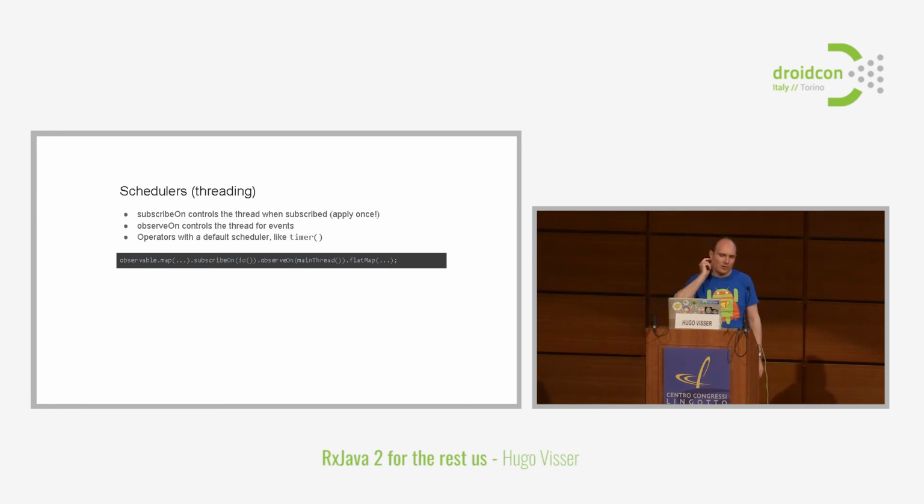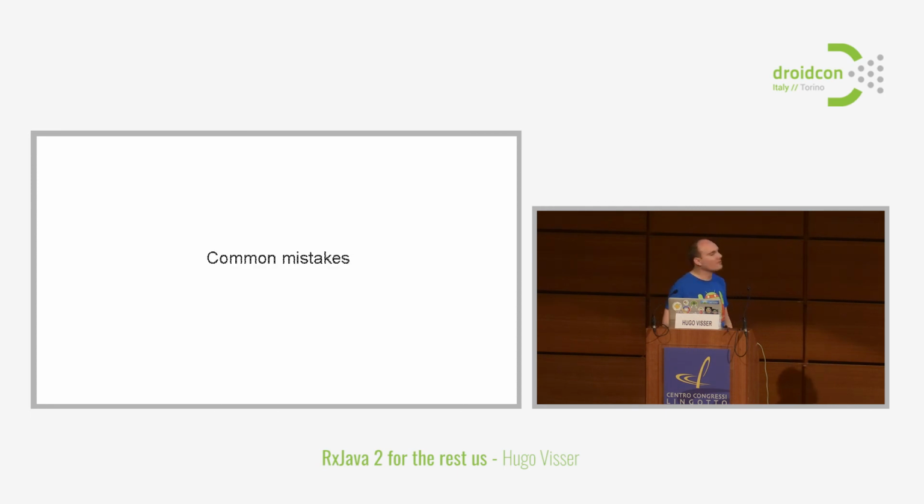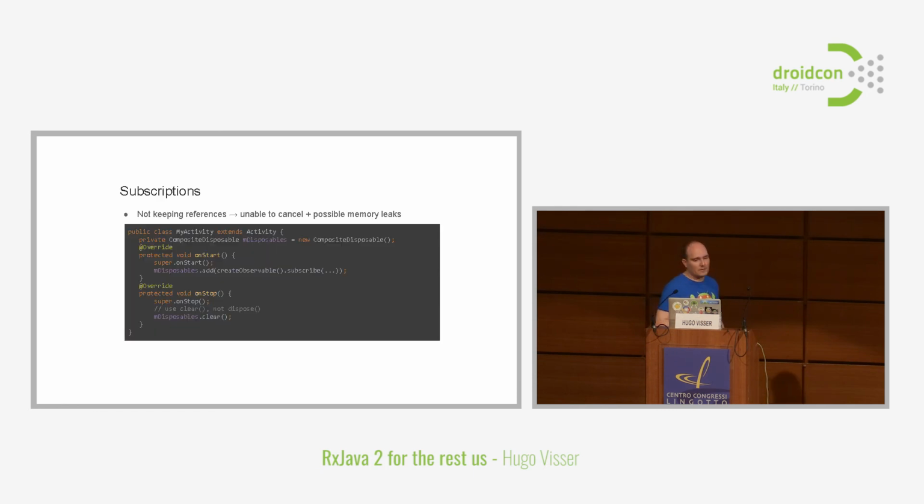Okay, let's talk about some common mistakes that I've seen people make on projects, some of which I might or might not have made myself. Yeah, so I'll give you a couple of mistakes here. I think the number one mistake that I've been seeing in projects is not keeping a reference to your subscription. And again, if you don't keep a reference to your subscription, you're unable to cancel this operation, which might lead to crashes or memory leaks. So it's really important that you keep a reference.